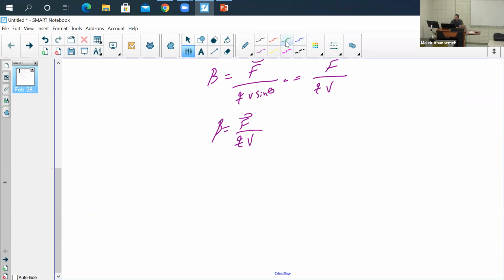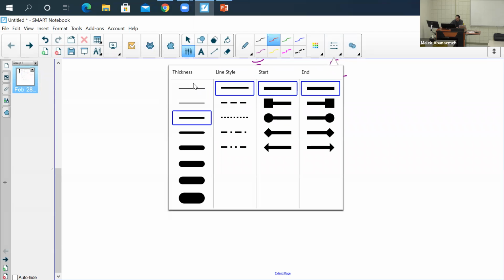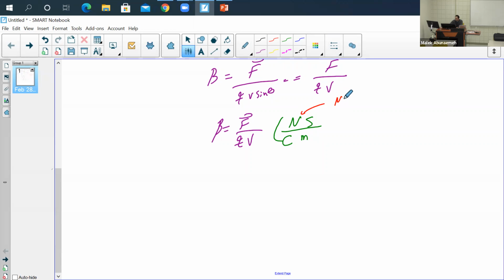Now, if you work out the units for this, what are you going to have? You're going to have newtons for your force, divided by coulombs for your charge multiplied by meters per second for your velocity. So let me go ahead and label these real fast. Newton, seconds, meter, and coulomb.